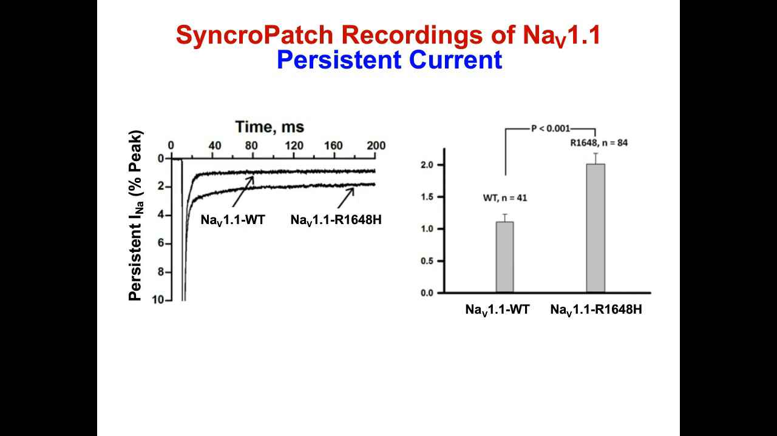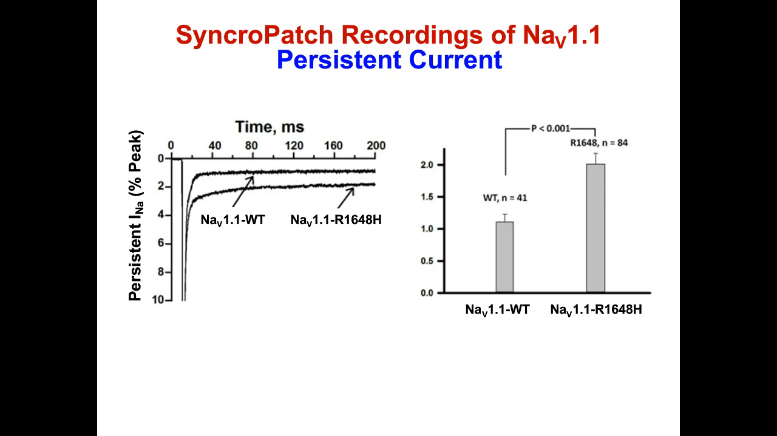Here on the left is an average of wild-type and mutant recordings that are expanded out to 200 milliseconds, the duration of the depolarization in this experiment, and normalized to the peak current. And this illustrates very nicely a level of around 2.5% to 3% persistent current that mirrors very nicely the manual patch clamp experiments that we did.